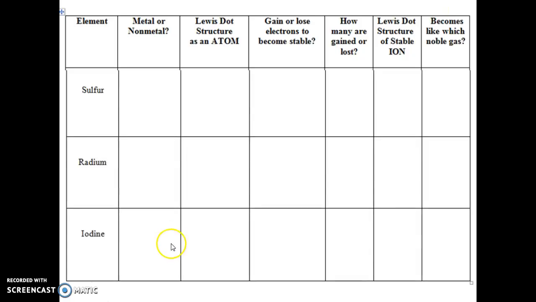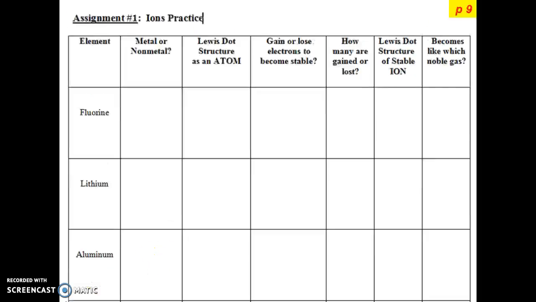Here we go. Let me get my pen mode going. Okay, so we're starting out with fluorine. Is fluorine a metal or a nonmetal? Well, you can find it on the right side of your periodic table, so you know that it is a non-metal. Okay, the Lewis dot structure as an atom. So we want to draw the Lewis dot diagram for an atom of fluorine.